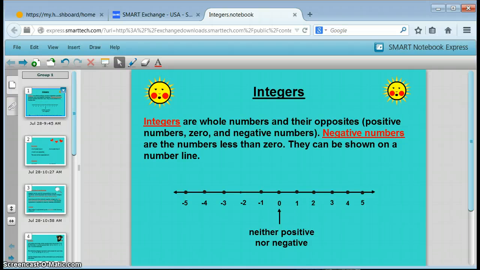Integers are whole numbers that could be positive or negative. Let me read this whole thing. Integers are whole numbers and their opposites. Their opposites are positive numbers, 0, and negative numbers. Negative numbers are numbers that are less than 0. So the stuff to the left of 0 is your negative numbers. Stuff to the right of 0 is your positive numbers. But to be integers, they have to be whole numbers. They can't be fractions, can't be decimals.